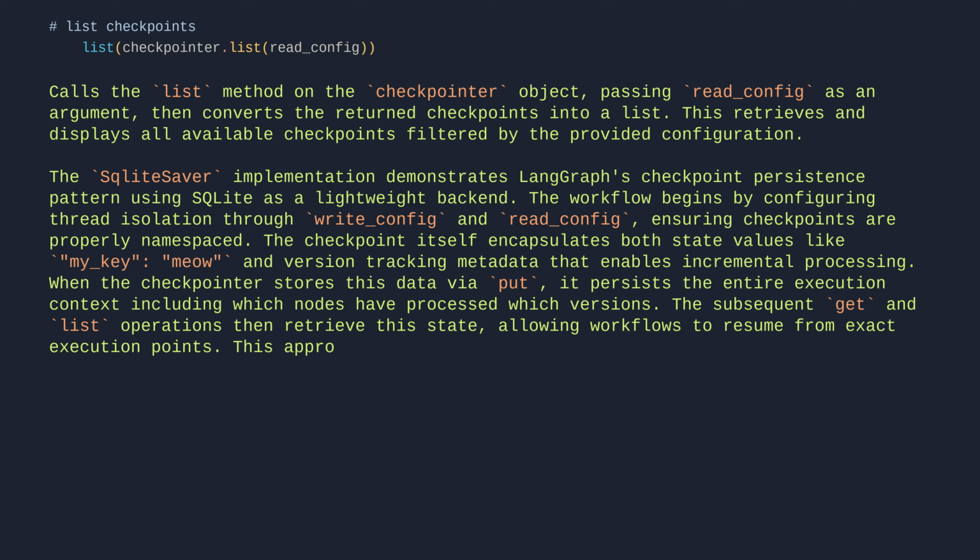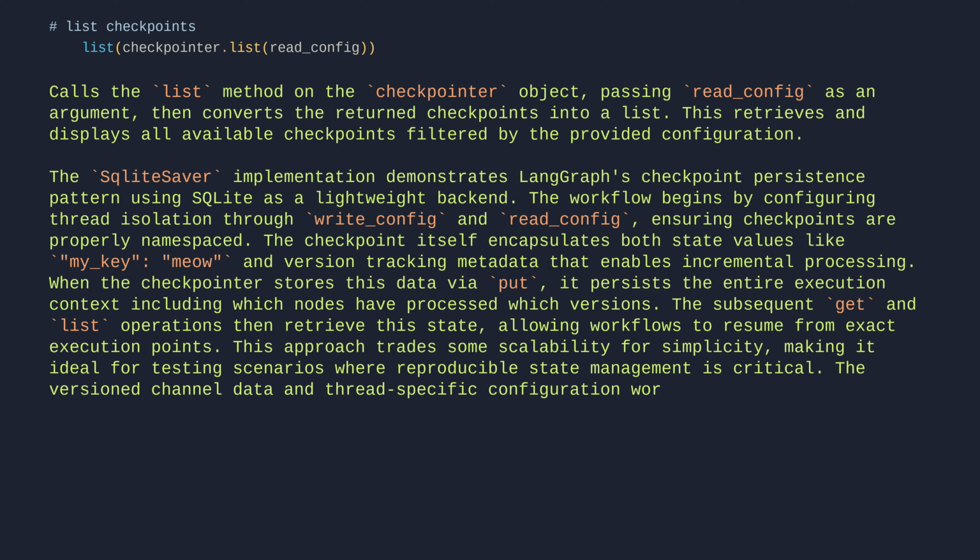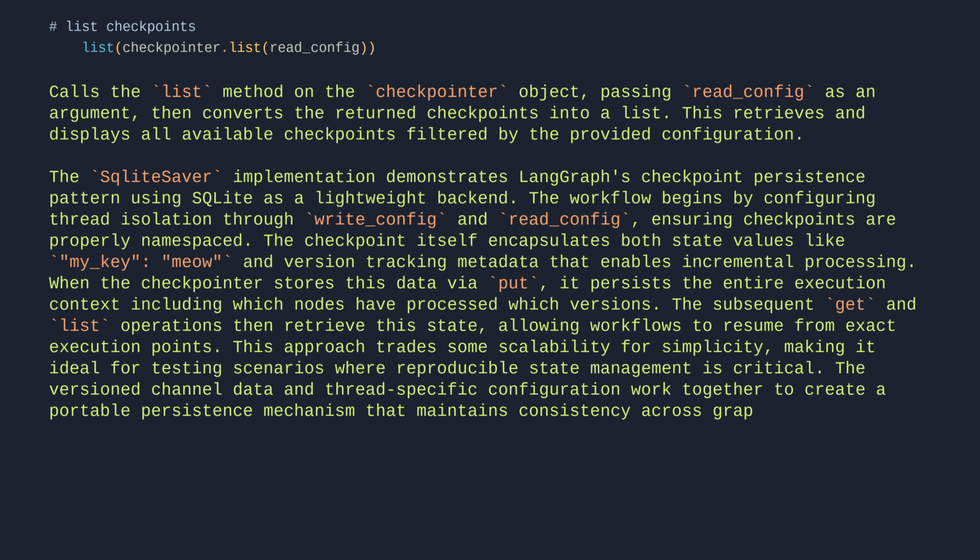This approach trades some scalability for simplicity, making it ideal for testing scenarios where reproducible state management is critical. The versioned channel data and thread-specific configuration work together to create a portable persistence mechanism that maintains consistency across graph executions.